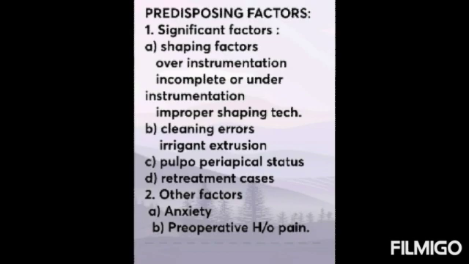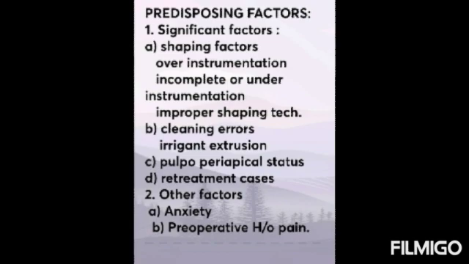Next, moving on to predisposing factors. It has two main groups: significant factors and other factors. In significant factors: shaping errors, cleaning errors, pulpo-periapical status and retreatment cases. In shaping errors: over instrumentation, incomplete or under instrumentation, improper shaping technique. Cleaning errors: irrigant extrusion. These are the significant factors. And other factors: one is anxiety and another is preoperative history of pain. So these are the predisposing factors for an endodontic flare-up.